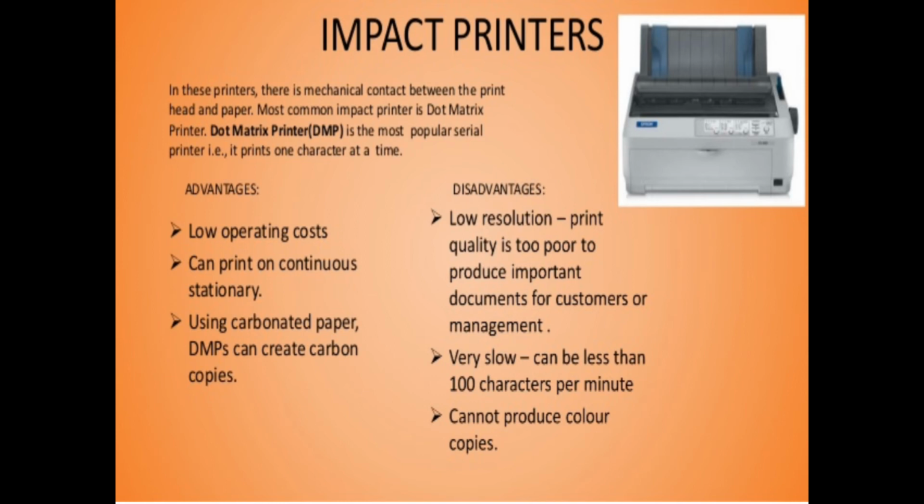There are some other impact printers, known as line printers and daisy wheels. The advantages of impact printers are low operating cost, they can print on continuous stationery, and using carbonated paper, DMPs can create carbon copies. DMP means dot matrix printers.